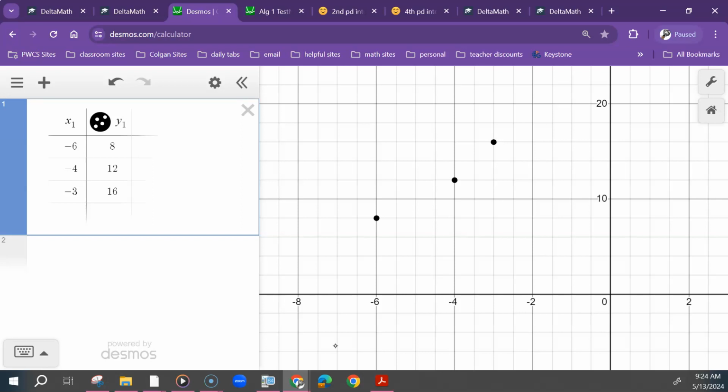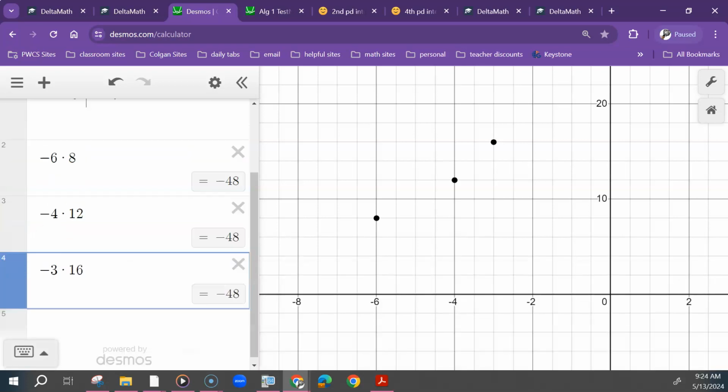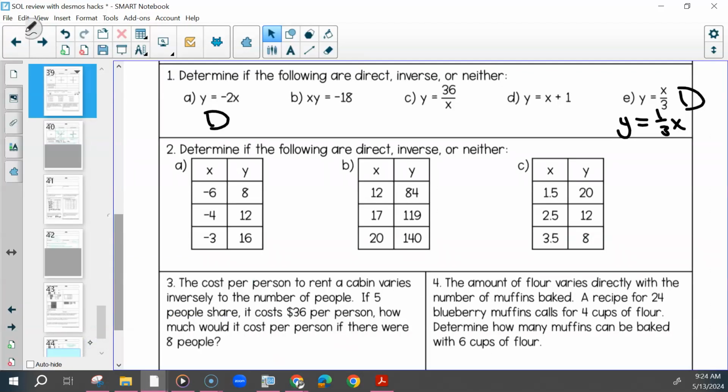So I don't think it's direct, so I'm not going to divide, but I'm going to multiply them to see if they're the same. -6 times 8, -4 times 12. And -3 times 16. And if you get the same thing for each, you know it's inverse, so multiplying, inverse, dividing, direct. So that first one would be inverse.